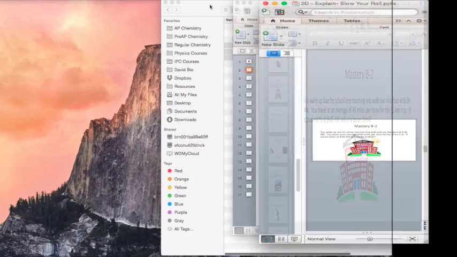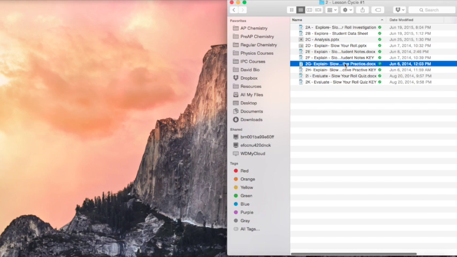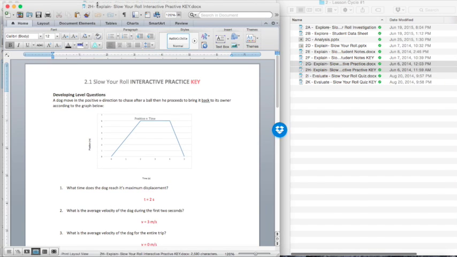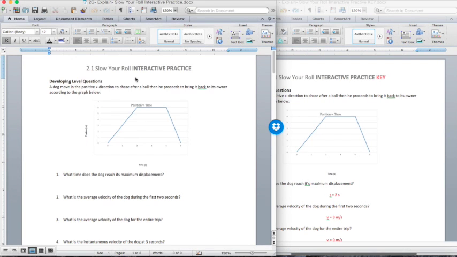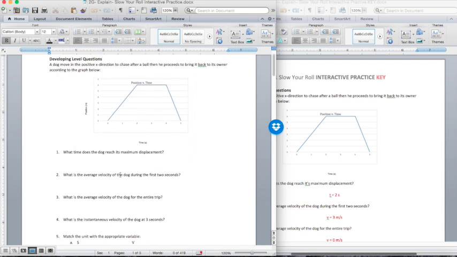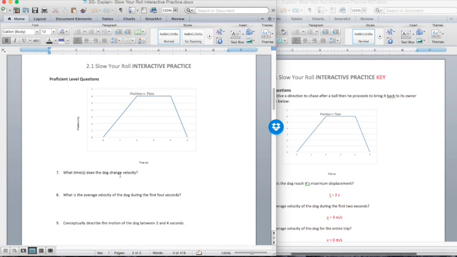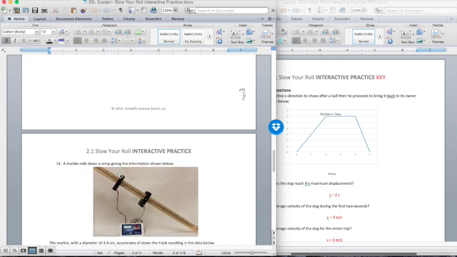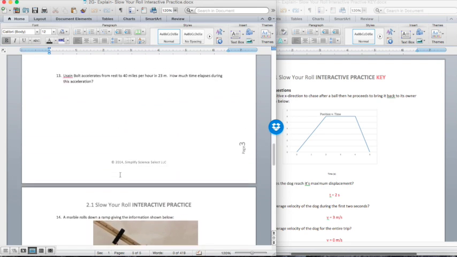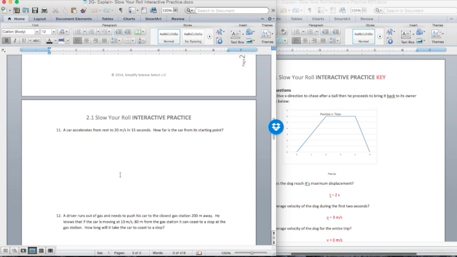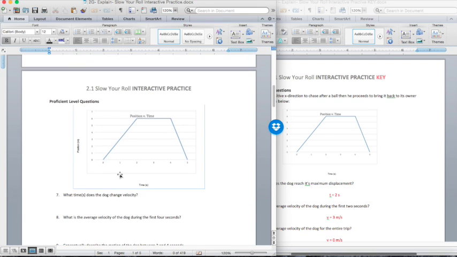Okay, next you would see the interactive practice. And the interactive practice can be thought of as a worksheet, but because of the way it's structured, we would highly encourage you to use it in small group instruction, because you can have certain students work on the developing level questions that are struggling students, while at the same time you can have other students working on proficient, and your students that are accelerated could be working on the mastery level questions, and then they could work together to kind of share the information they know. It allows everybody a chance to be successful.